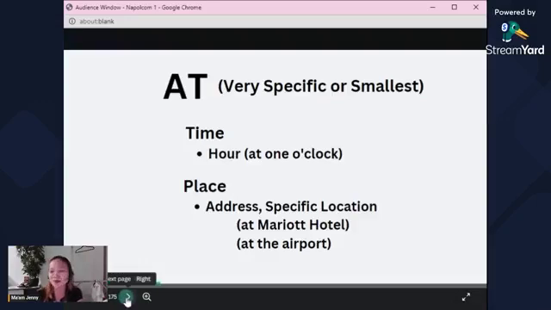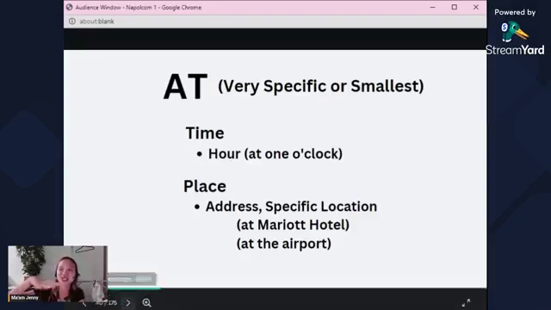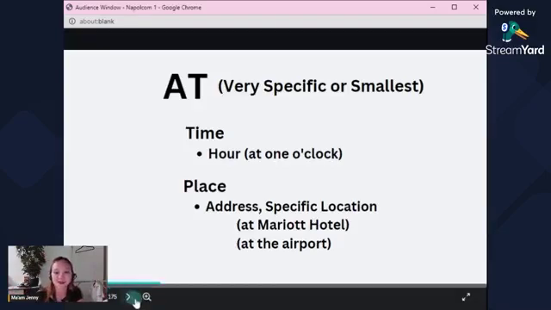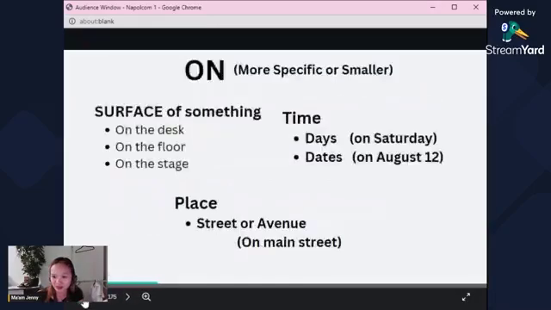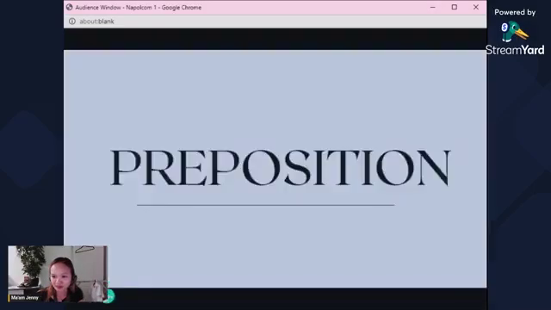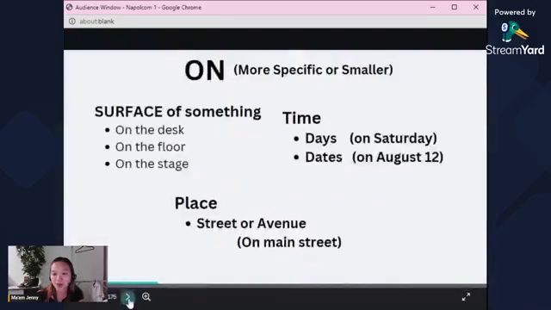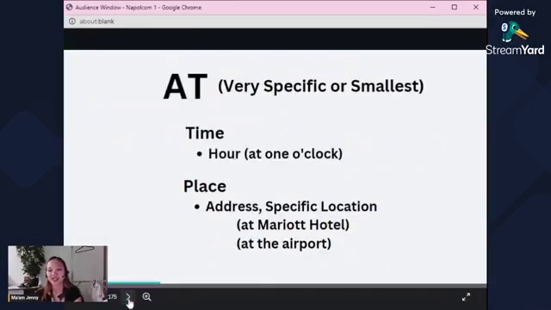So, that's it. That's preposition. So, depende lang siya sa scope. Basta malaki yung in. On, it's smaller. And then, very specific naman yung at. Now, hindi ko na-include. Oh, it's okay. I will discuss that one later.